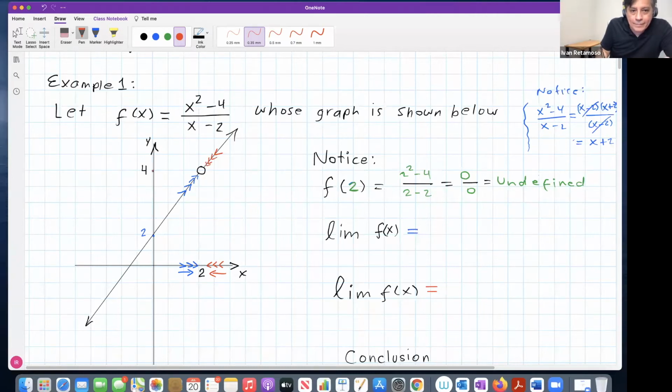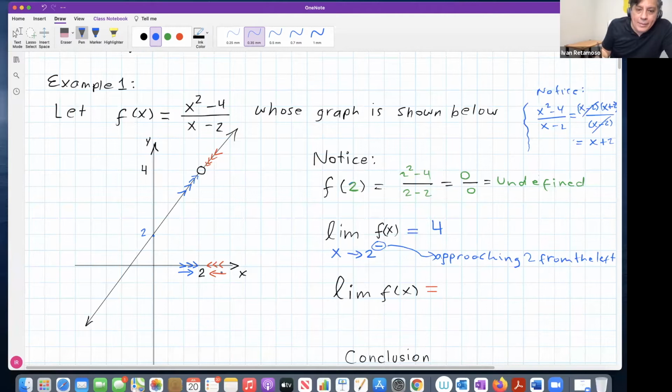Right, you see it? It comes down to 4. So mathematicians write this formally as follows. They say the limit of f of x as x approaches 2 from the left, they put this negative sign on top, is equal to 4, right?